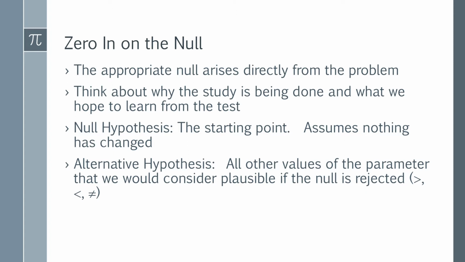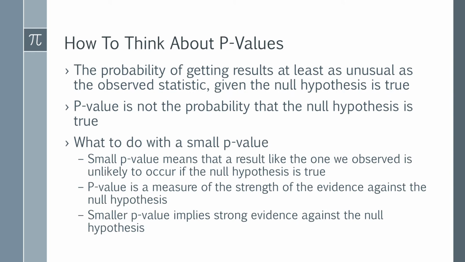The alternative hypothesis, all other values of the parameter that we would consider plausible if the null is rejected, can be expressed as greater than, less than, or not equal to. How to think about p-values. The probability of getting results at least as unusual as the observed statistic, given the null hypothesis is true. The p-value is not the probability that the null hypothesis is true.